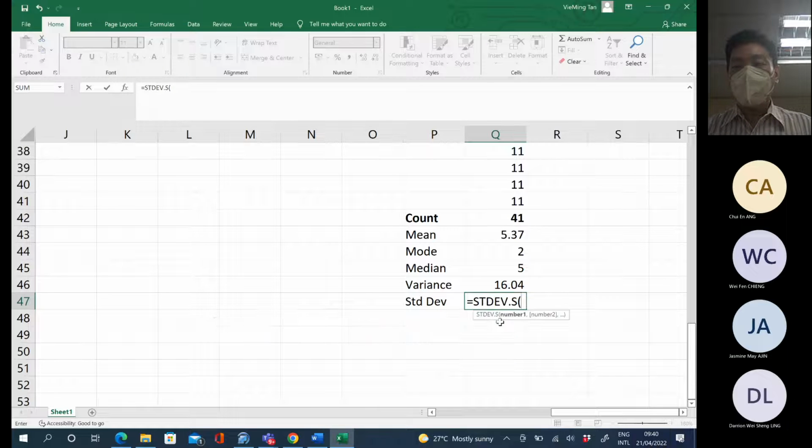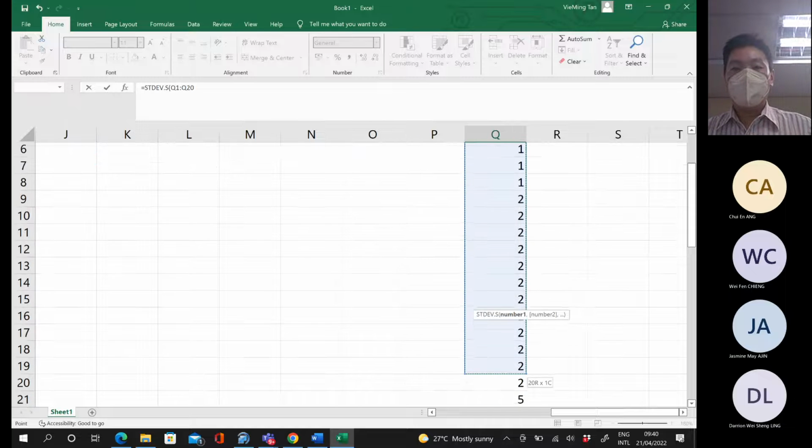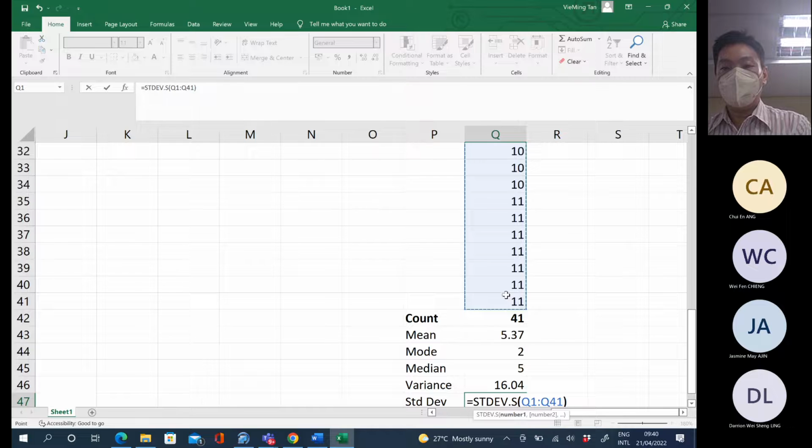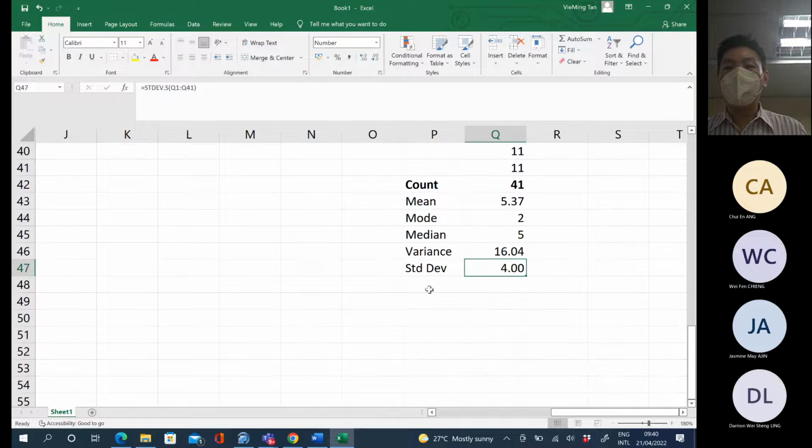Left click the mouse 2 times on this function. Then highlight these 41 data, and then you may round the answer to 2 decimal places. So it's about 4.0. Then how about range, interquartile range, CV, skewness? All of these you need to calculate manually. You need to calculate manually. There is no shortcut from Excel that can help you.